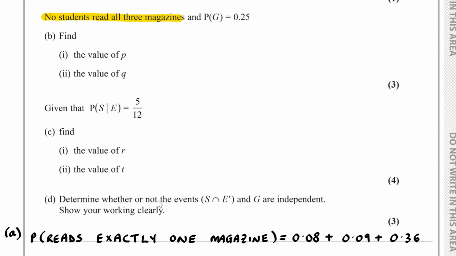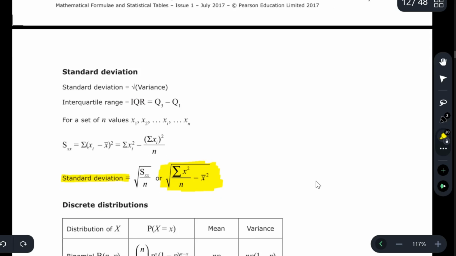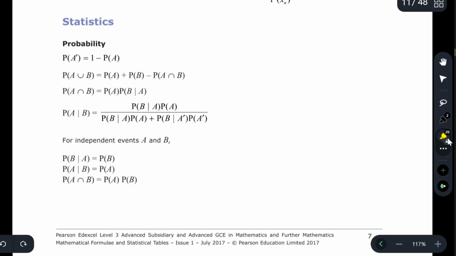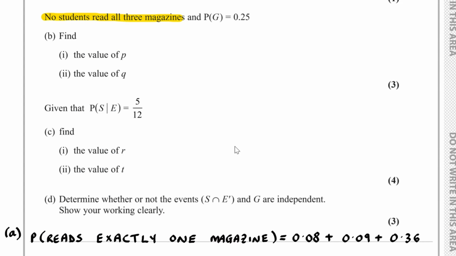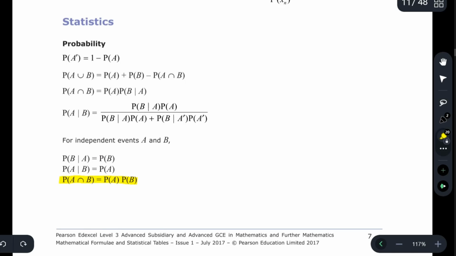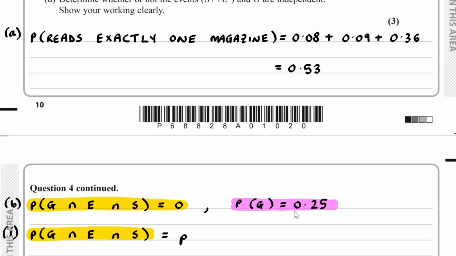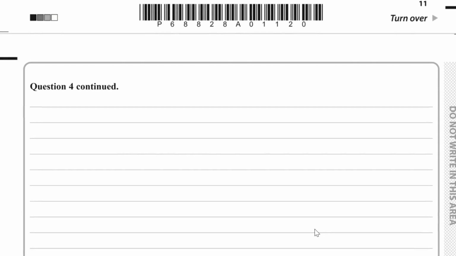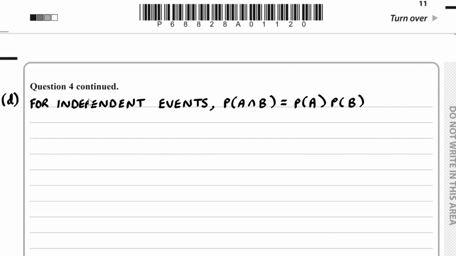Now for part D, we have to determine whether or not the events S and not E, and G are independent. Show your working clearly. Well, if we go back to the formula book, we know for independent events the probability of A and B is equal to the probability of A times the probability of B. Instead of an A, we have S and E dash, and instead of B, we have G. Let's begin by writing out that formula. So, for independent events, probability of A and B is probability of A times probability of B.